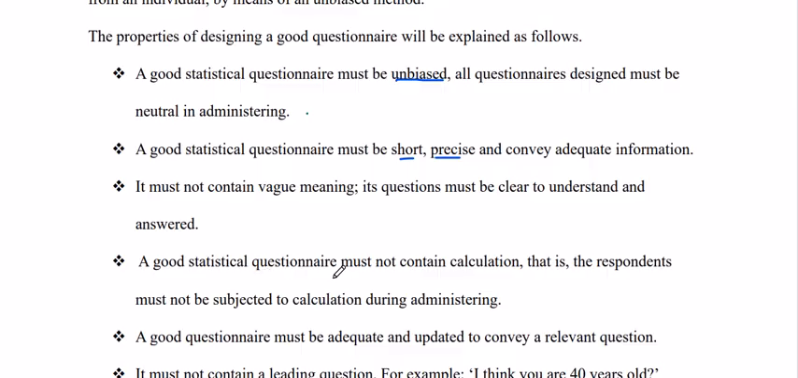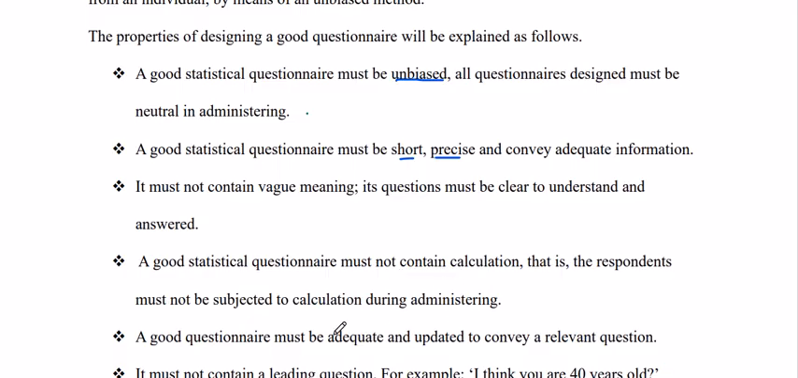A good statistical questionnaire must not contain calculation, that is, the respondent must not be subjected to calculation during administering. If the case arises that a questionnaire must contain any form of calculation, it is advised that such a question be put into a range between X to Y, between A to B, so that the respondent will pick the appropriate answer that is applicable to him or her.